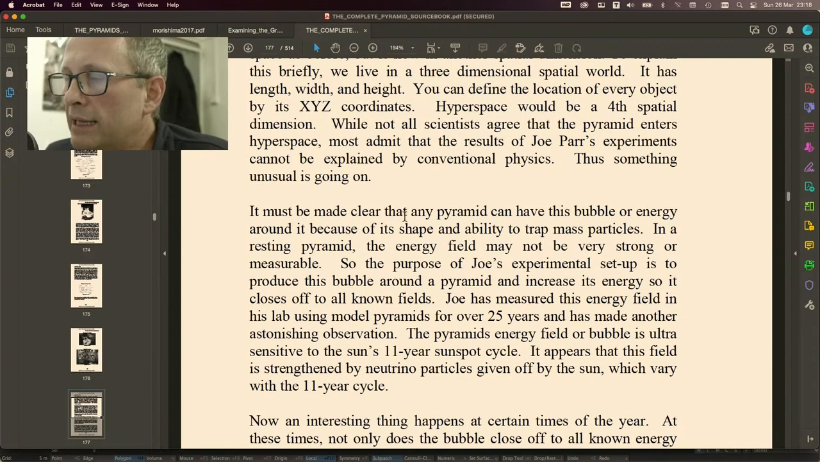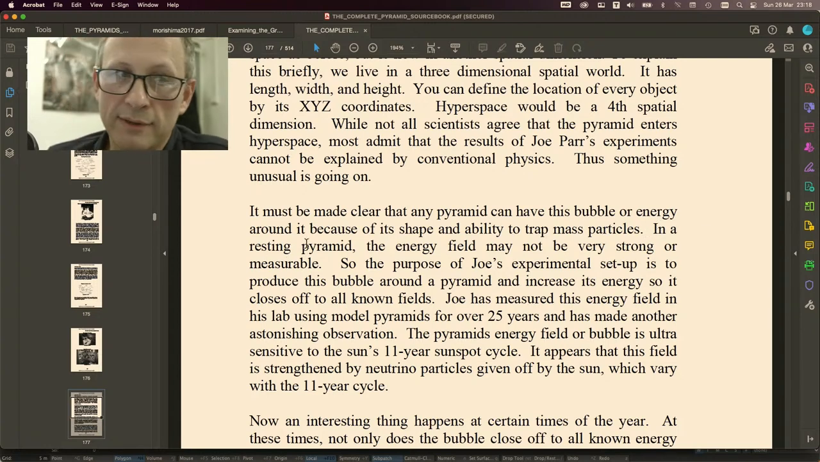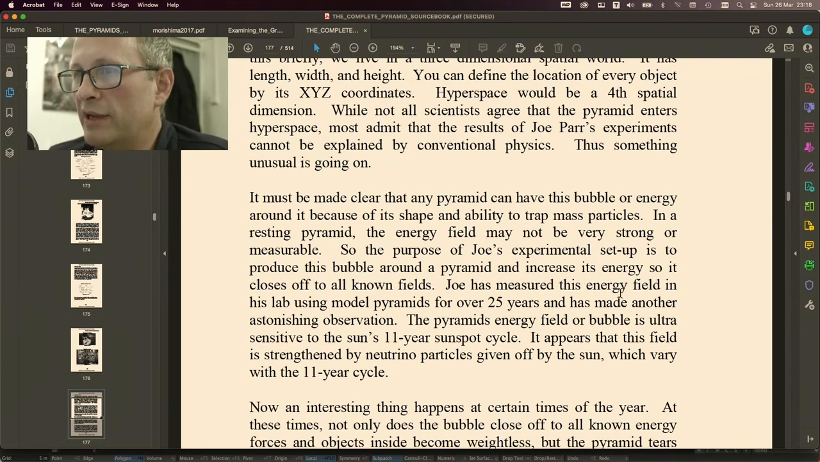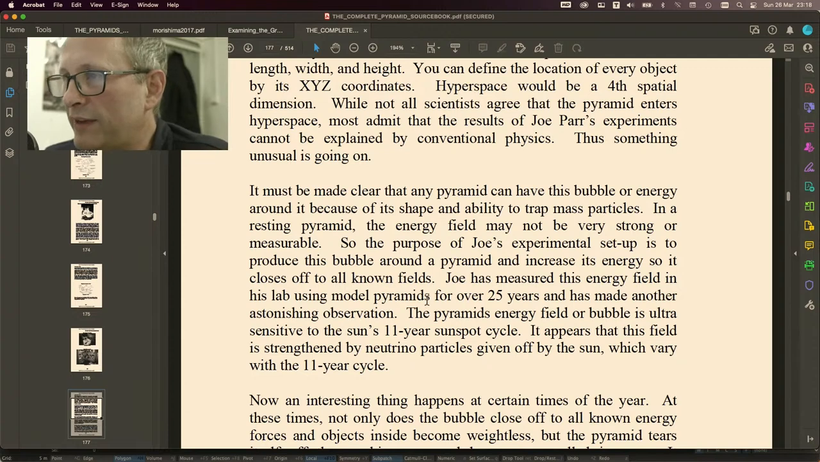It must be made clear that any pyramid can have this bubble or energy around it because of its shape and ability to trap mass particles. In a resting pyramid, the energy field may not be very strong or measurable. So the purpose of Joe's experimental setup is to produce this bubble around a pyramid and increase its energy so it closes off to all known fields.